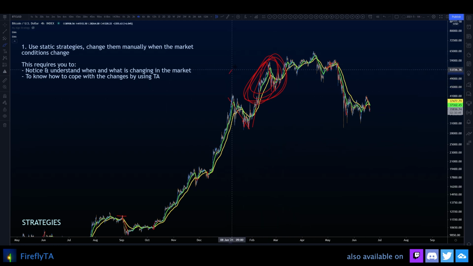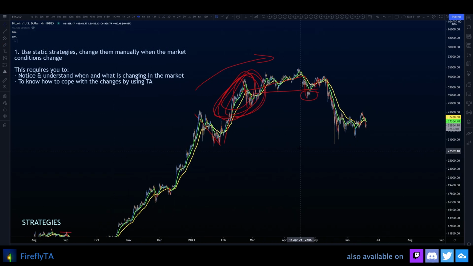So in this case, you can see the market is shifting, it's slowing down, it's becoming more of a consolidation market here, and then you see a new low made here. This is a warning sign that we might be entering a downtrend, and this is what you have to notice early to adapt your strategy and to make sure your strategy works with the new market conditions. And you have to know how to trade this based on TA, of course, to actually make a strategy out of it. This is what you have to do in this case.